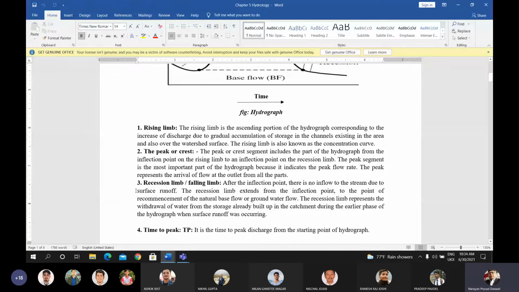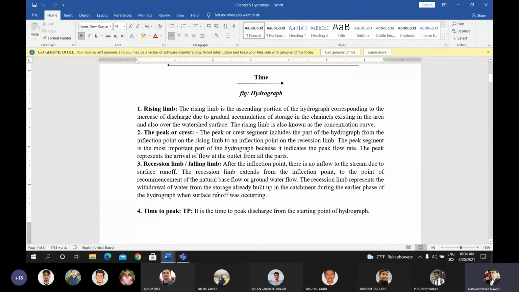The peak discharge represents the arrival of the flow at the outlet of the river from all the parts of the catchment. Due to the contribution of flow coming from all the parts of the catchment area, that ultimately increases the flow discharge in the river. That's why the river has the peak flow in the crest segment.